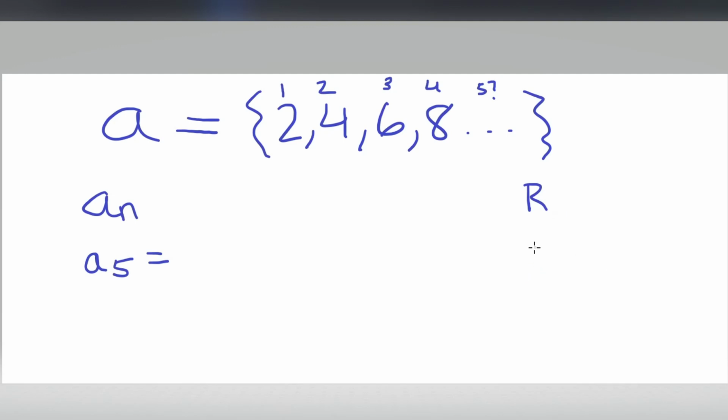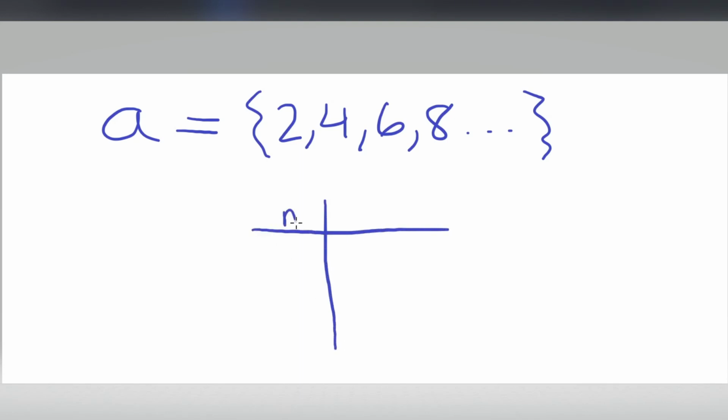So starting off with our recursive rule, how do we get to the next element using the ones that we already know? So if I draw out a little table for this, on this side it's going to be n, on this side it's going to be a sub n. So this is the position and this is the value. The positions, we're going to do 1, 2, 3, 4. These are the ones that we know. And the values for each are going to be 2, 4, 6, and 8. All right, and these go on infinitely.